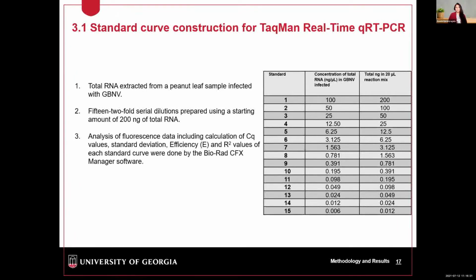First, total RNA was extracted from infected peanut leaf samples, and then 2-fold serial dilutions were prepared, consisting of 15 different dilutions. Finally, the fluorescence data were analyzed to get the values such as efficiency, R-square, and standard deviation with the help of Bio-Rad CFX Manager software.